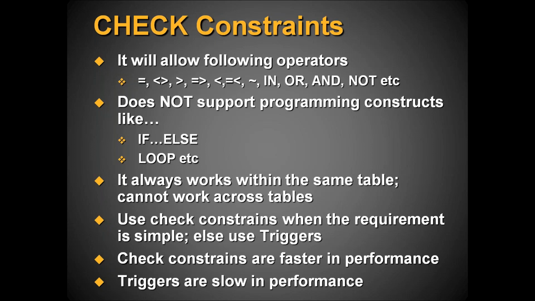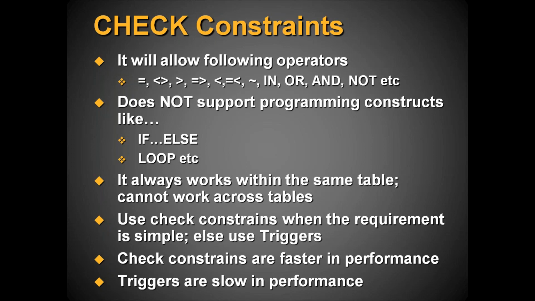So what I'm trying to say is, if we are having a very simple requirement, like gender equal to male or female. We have seen in the Indian bank we are having a transaction type column. So transaction type is equal to CD, that is check deposit, or transaction type is equal to cash withdrawal CW, right? So these kinds of very simple requirements, we can use the check constraints. If we are having a very complex requirement, then go for the triggers. Check constraints are faster in performance, triggers are slower in performance.